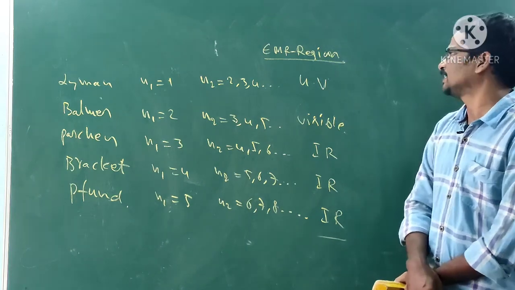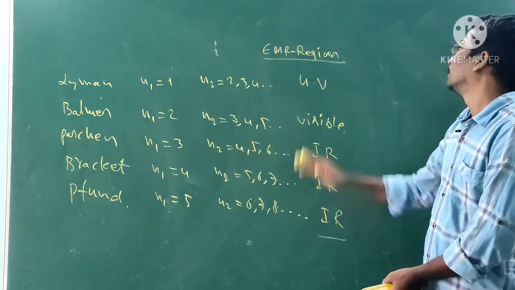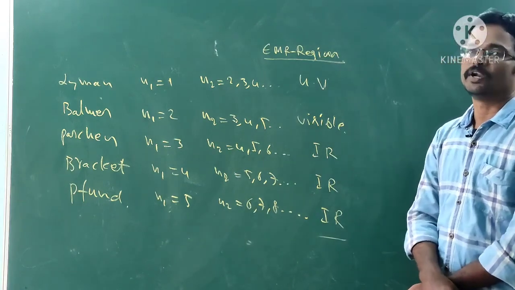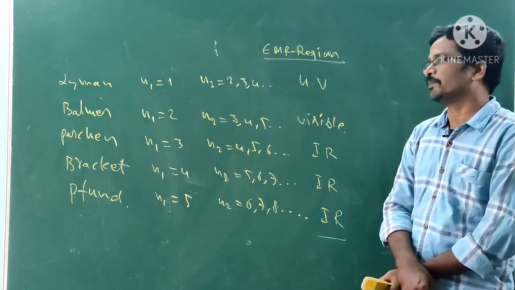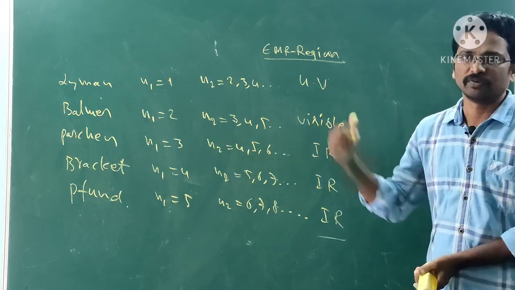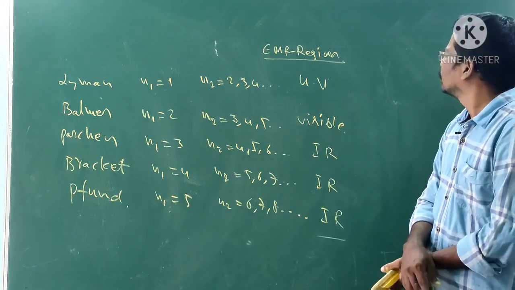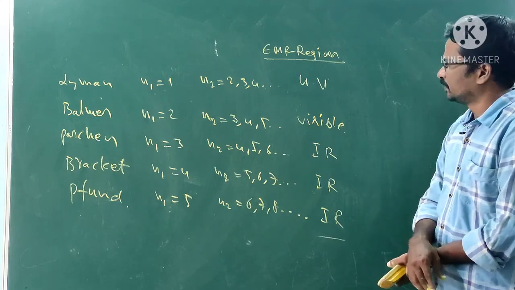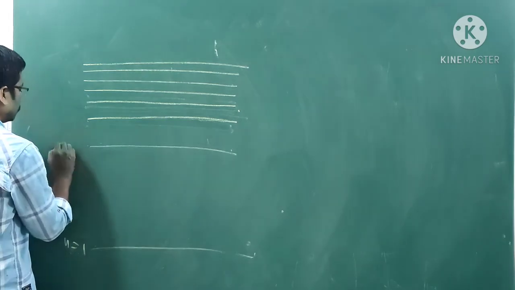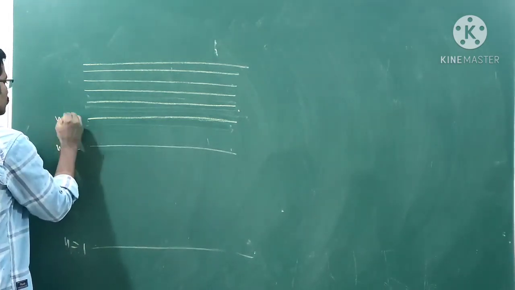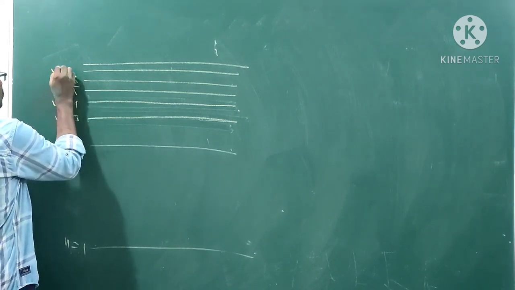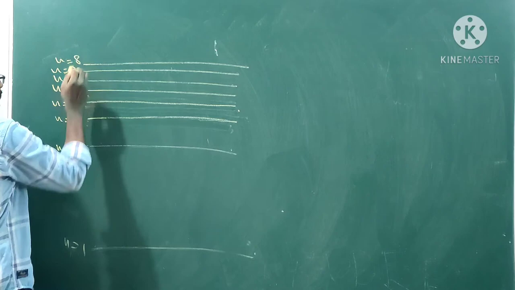They explained the electromagnetic spectrum by using the Rydberg equation. Nu bar is equal to 109,677 into (1/n1² minus 1/n2²) cm⁻¹, we know. Here n is equal to 1, 2, 3, 4, 5, 6, 7, 8. The lines are.